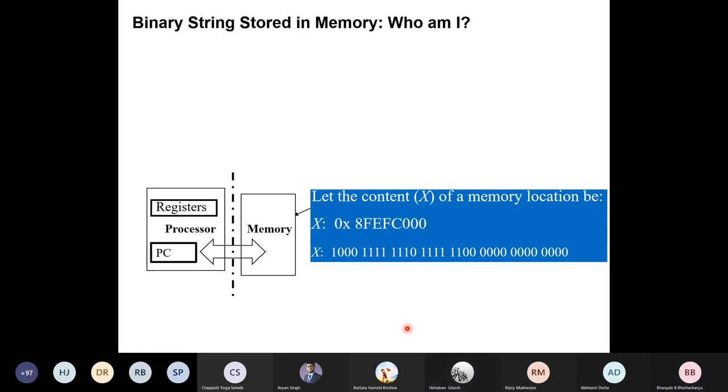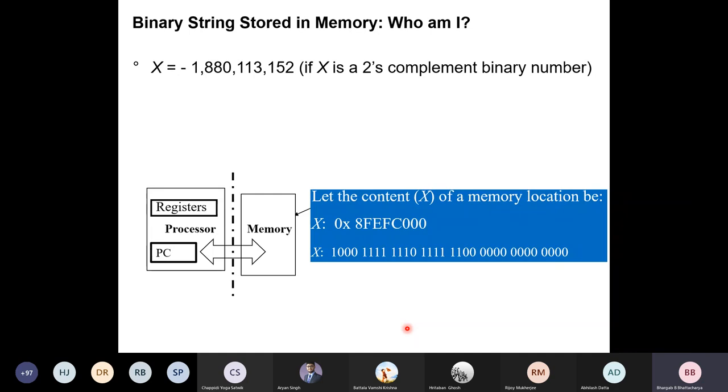So what are the possible alternatives? See, that's how the von Neumann architecture was conceived. So you are confronted with this kind of thing. Inheritance is lost. This is called the identity crisis, isn't so? Well, this could be a 2's complement binary number, right? Had it been so, then if it is a 2's complement binary number, the value of X would be this.